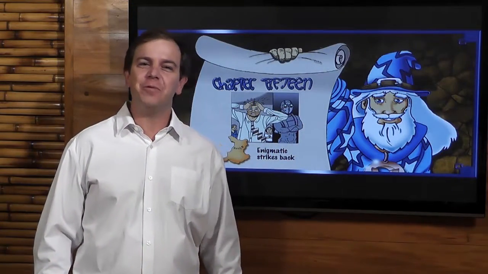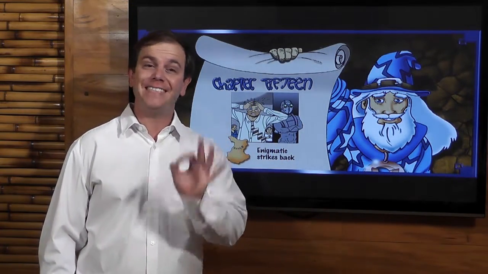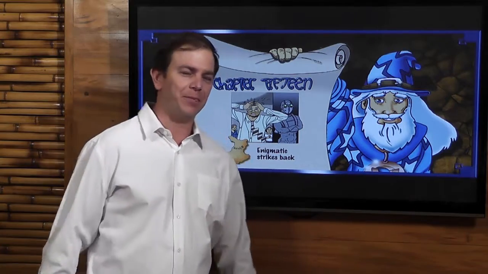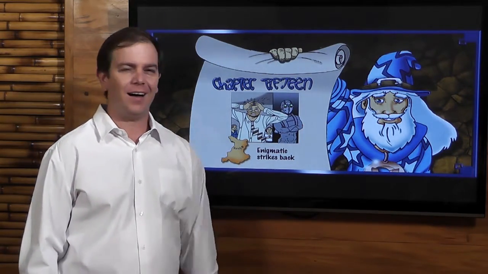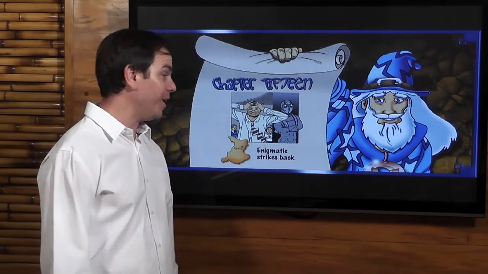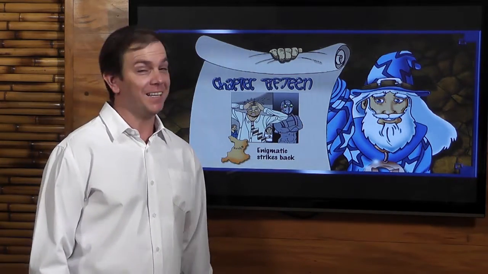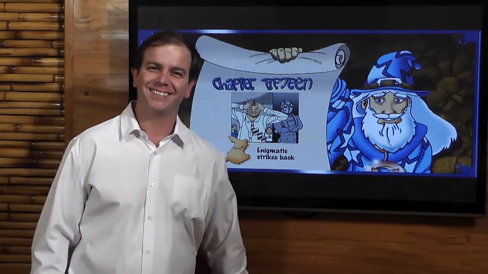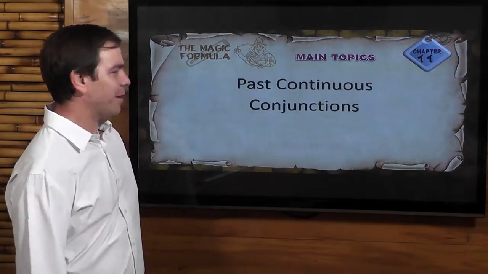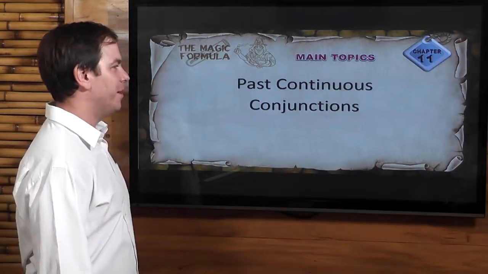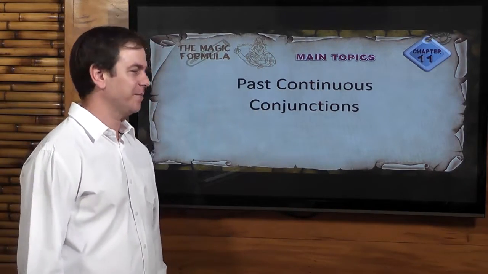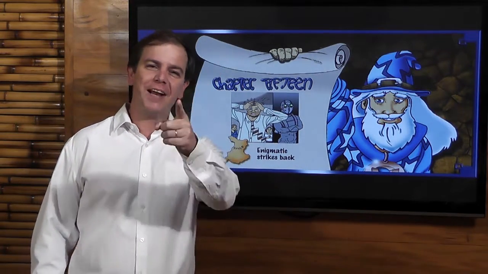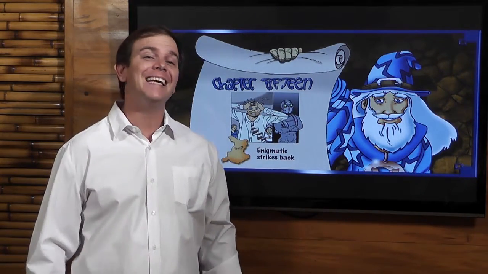Hello, and today we are here with chapter 15. So what's happening in chapter 15? Enigmatic strikes back. Oh, this guy, Mr. Enigmatic, what is he up to this time, huh? Let's move on and check it out. For the grammar topics today, we are talking about past continuous and also about conjunctions. So friends, let's move on, and right now we begin chapter 15.